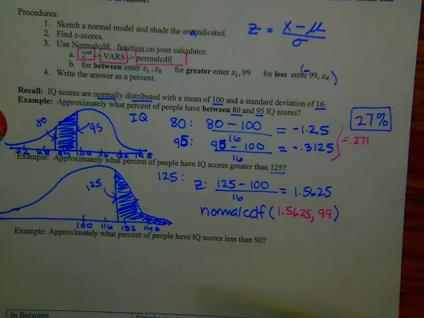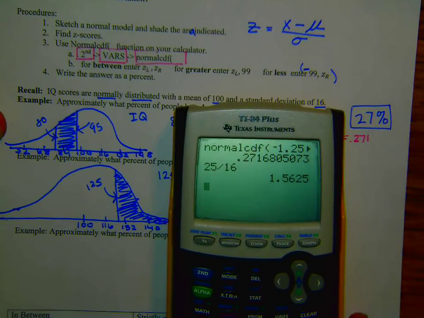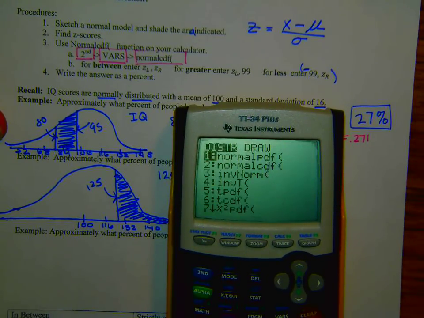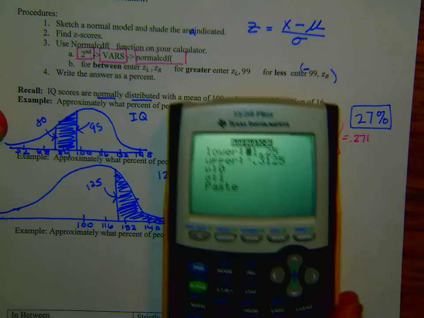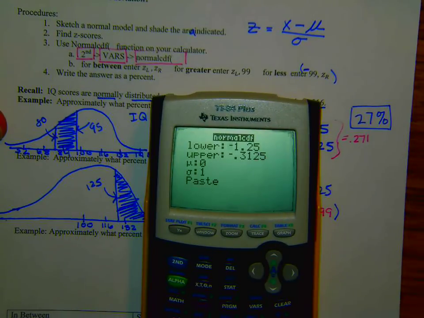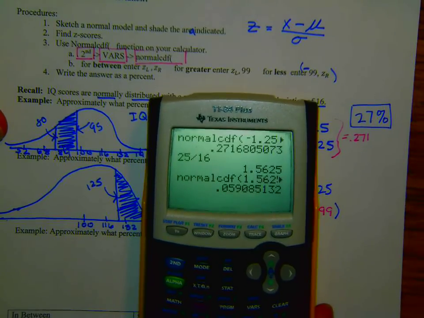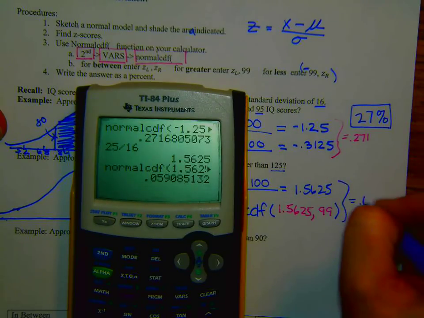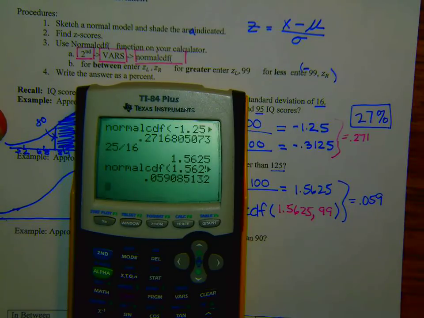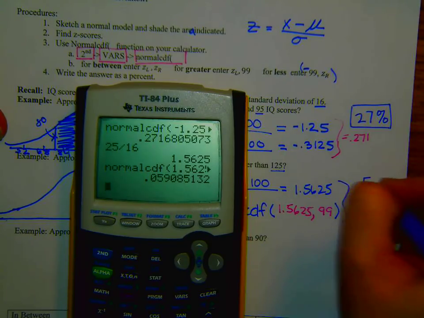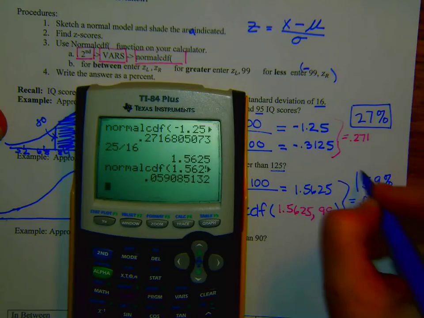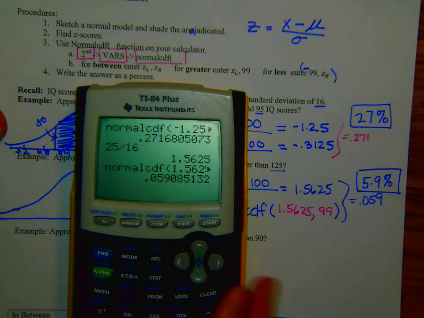Let's do that. So, ready on your calculator? We have 2nd, VARS, go down to normalcdf, enter, and my lower number 1.5625, and then a positive 99, and scroll down. Enter, enter, and we get for our answer 0.059. Okay, and then for a percent, what is that going to be? We move the decimal point over 2 places and we get 5.9%, which is about what we would expect, right? How many people have an IQ above 125? Not too many.